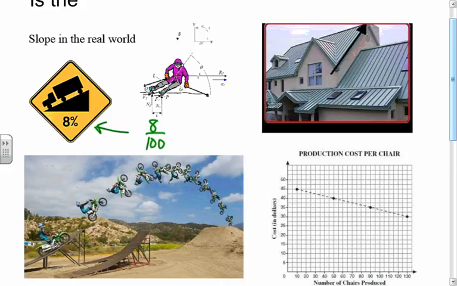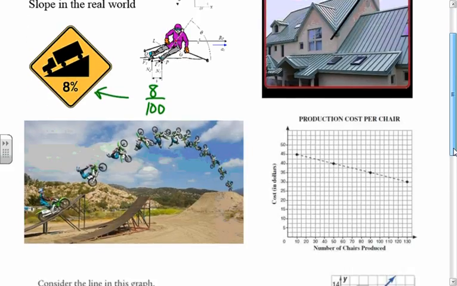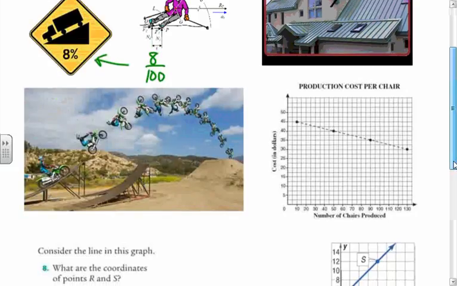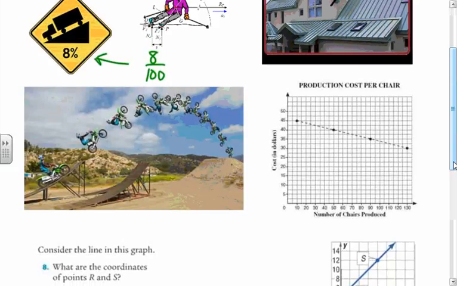Let's graph what 8 over 100 would look like on a line. I'll use this graph right here. When we go over 100 and up 8, we could simplify that, dividing both by 4, and we get 2 out of 25.